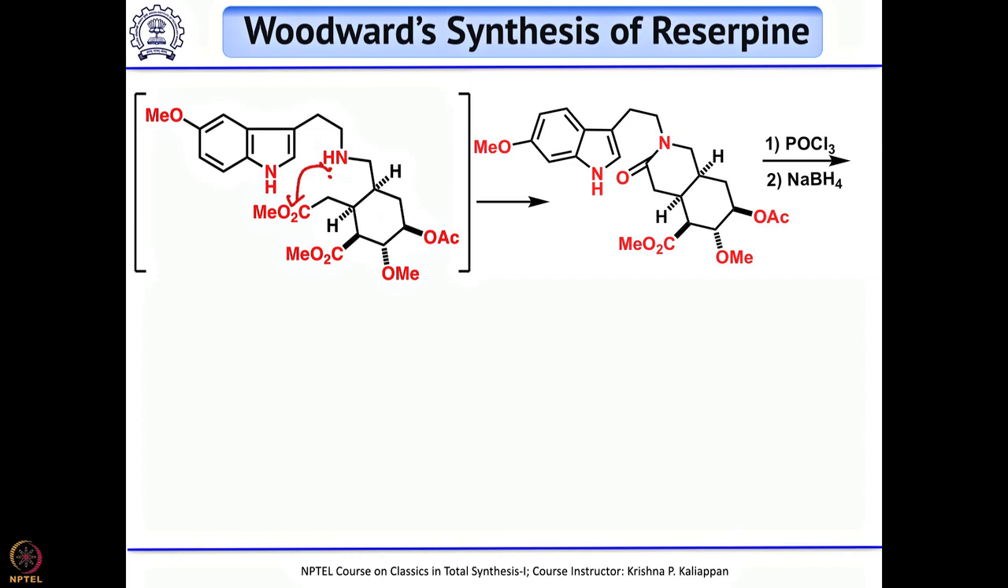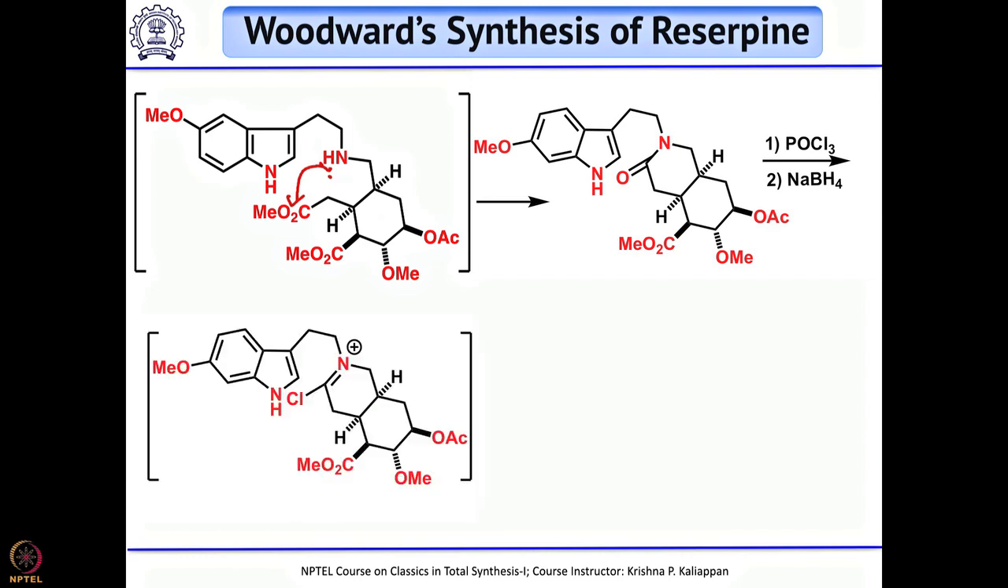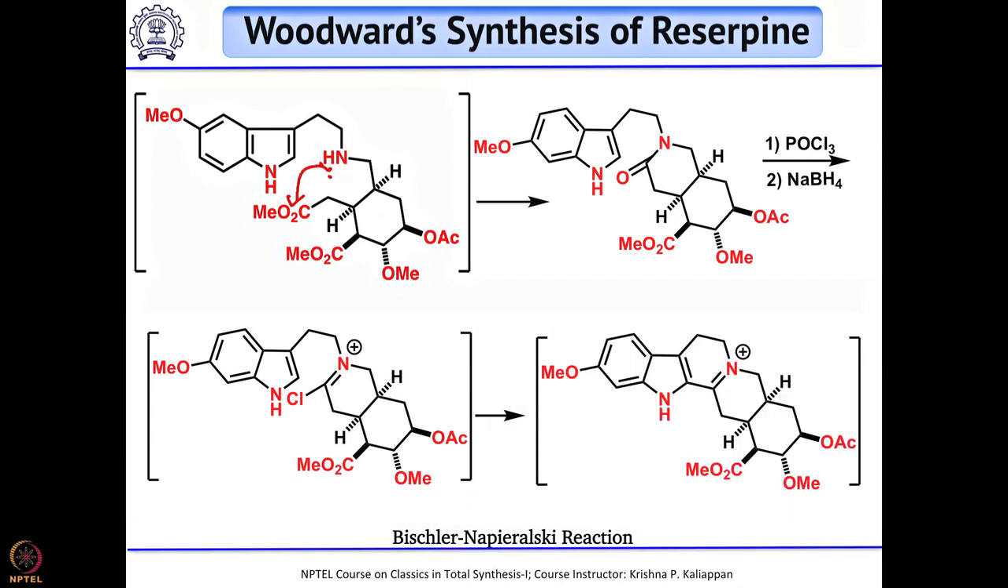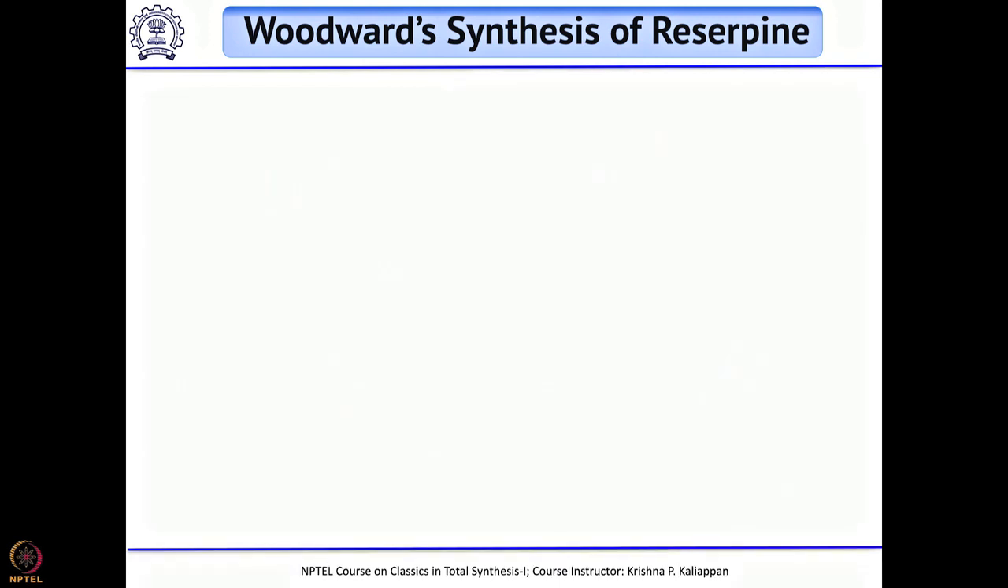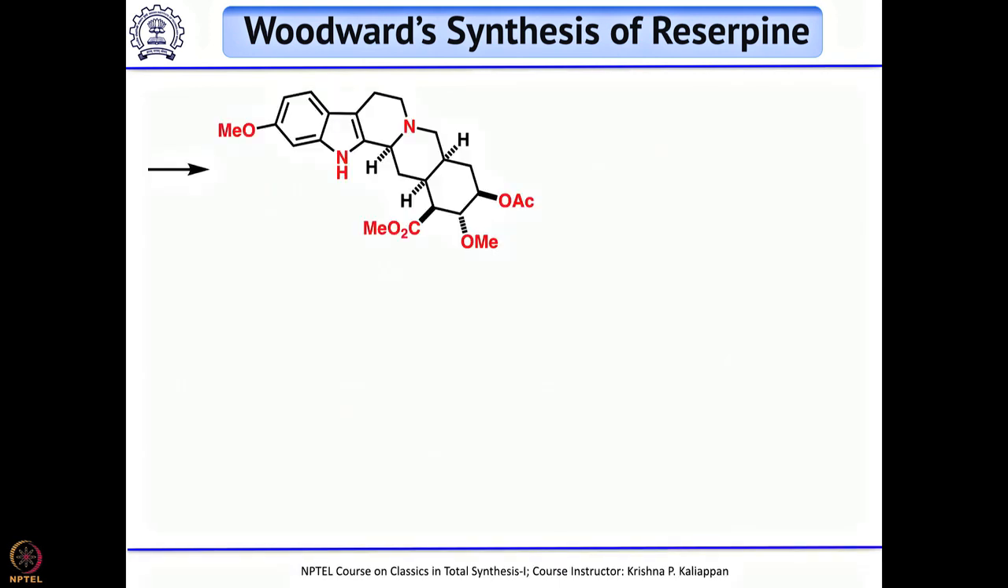So POCl3 and sodium borohydride are the standard conditions used for the Bischler-Napieralski reaction. It forms this iminium intermediate, then addition elimination takes place to give the corresponding iminium. So the C ring is formed, and in situ you reduce with sodium borohydride, and you get the complete pentacyclic structure of reserpine.